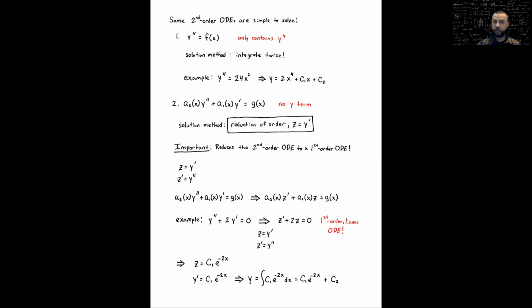All right, so at this point, we currently know two different types of second order ODEs that we can solve. What we're going to be transitioning to in the next few lectures is, well, what if, for instance, in the second example there, where there is no y term, what if there is a y term? That's what we'll be learning about over the next few lectures.